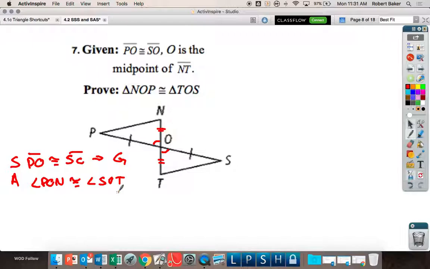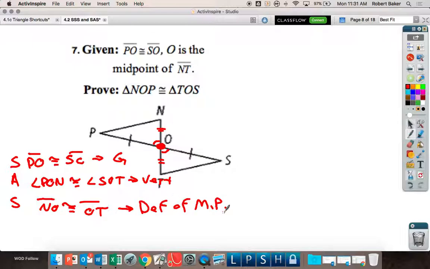Oh yeah, that's cool, right? Why? Vertical. And even if you don't know if this is true or not, you're guessing that side NO is congruent to side OT. So you could write that down in your test and get credit for it, but why? Definition of a midpoint. Because O is the midpoint, it is equidistant from both sides, it creates two equal pieces here. So you put definition of a midpoint. Do you have a shortcut?